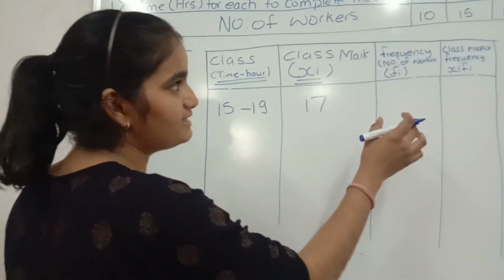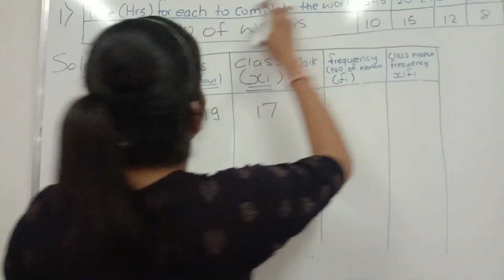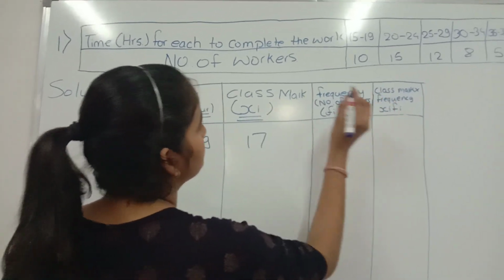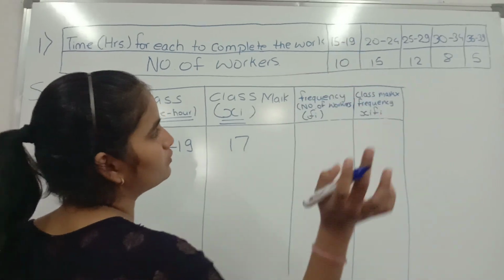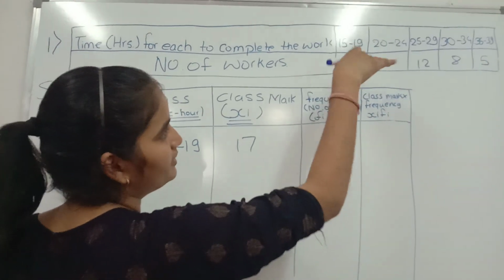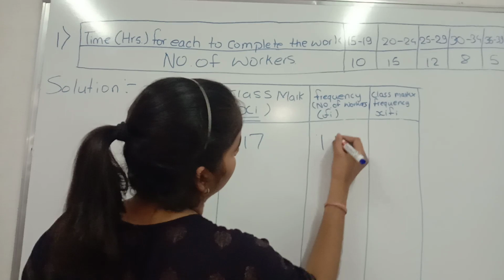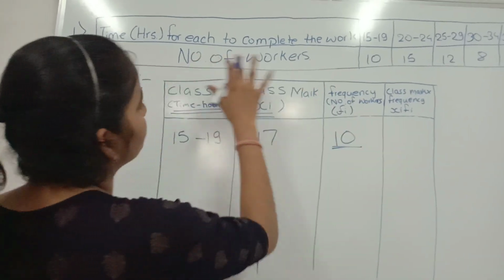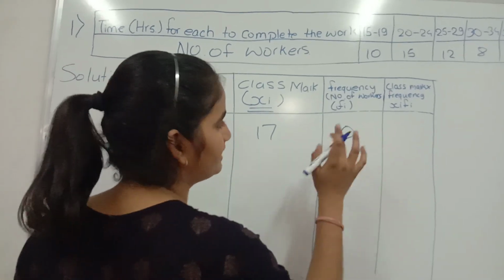And talking about frequency, it's already given here. Number of workers. I already wrote here number of workers. So the number of workers is, look below the 15 and 19. So the number is 10. Okay, why do I take 10? Because the workers are 10, so that's why I take 10.